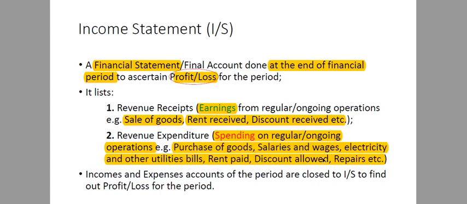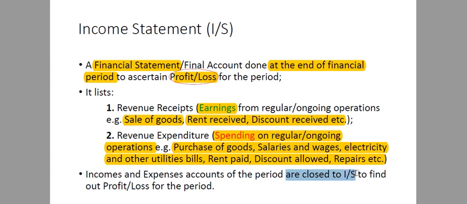So in first step you show your earnings, and in the second step you show your spendings, and then you minus the spendings from earnings, and you get your profit or loss. So if your earnings are greater than spending, it's profit, and if your spending is greater than earnings, then it's a loss. And in terms of double entry, once you have done all your incomes accounts and expenses accounts, you transfer them to the income statement.